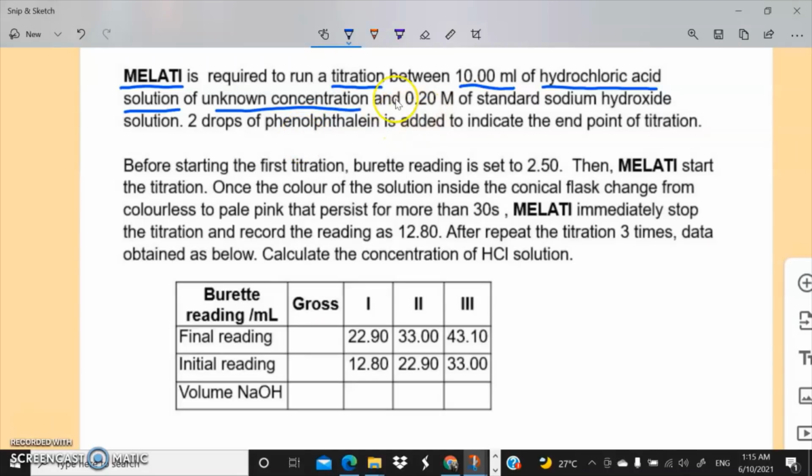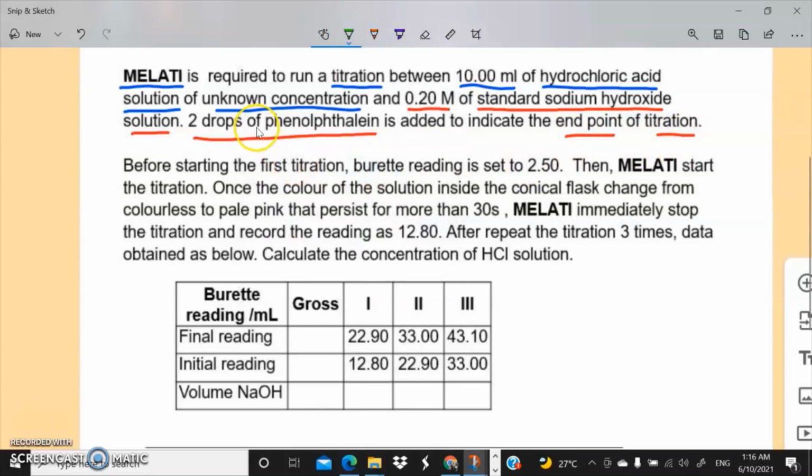Okay, let us continue. We also used 0.20 molar of standard sodium hydroxide solution. 2 drops of phenolphthalein is added to indicate the end point of the titration. So here what is the function of phenolphthalein? Phenolphthalein is an indicator. What will an indicator do? The indicator will change the color when the end point is reached.